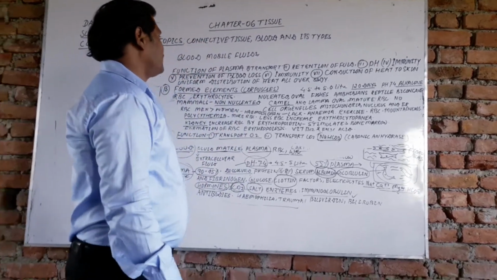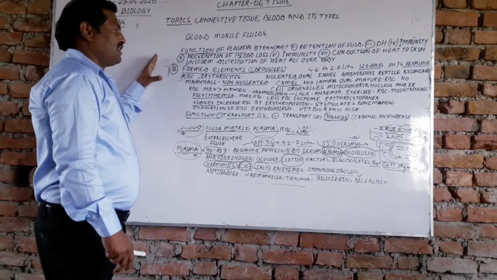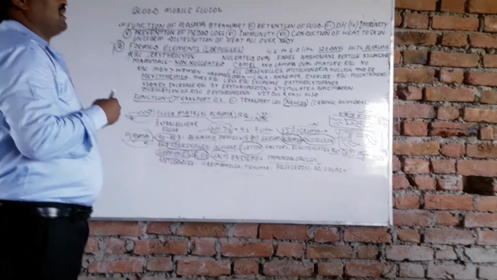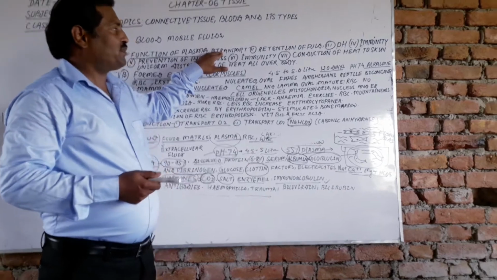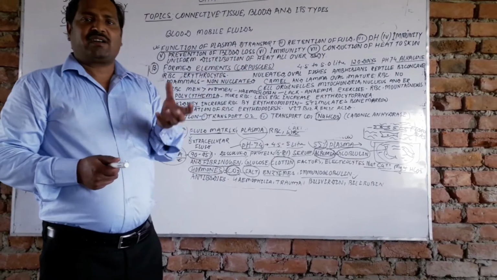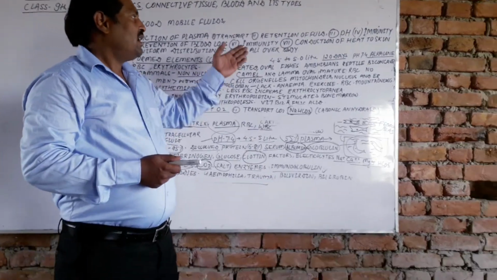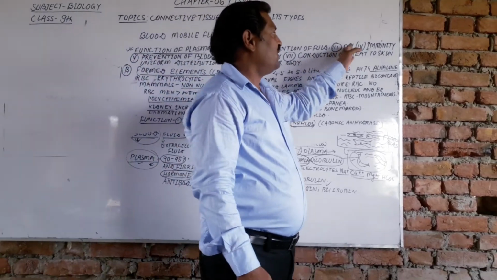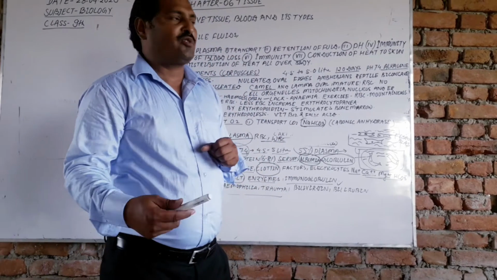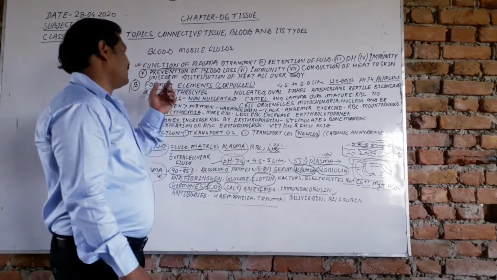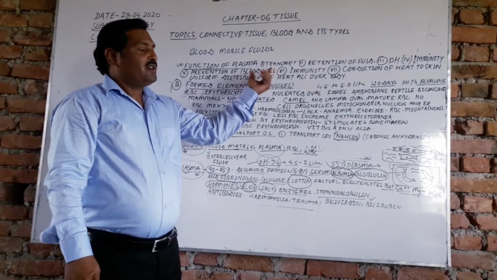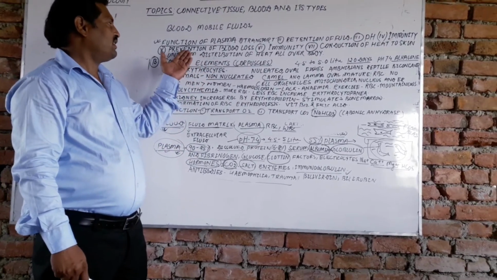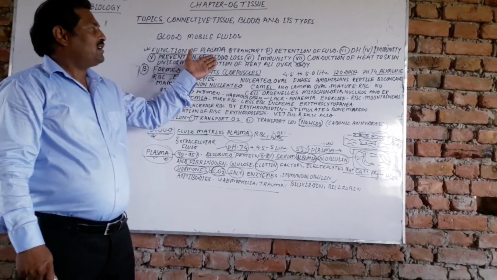So dear students, today we are going to start another topic. What are the functions of the plasma? So what does plasma do? It transports all the materials present in the blood, and it also retains fluid. It also maintains the pH. It also increases immunity, and it also prevents blood loss. When there is blood loss in the body, it prevents it.